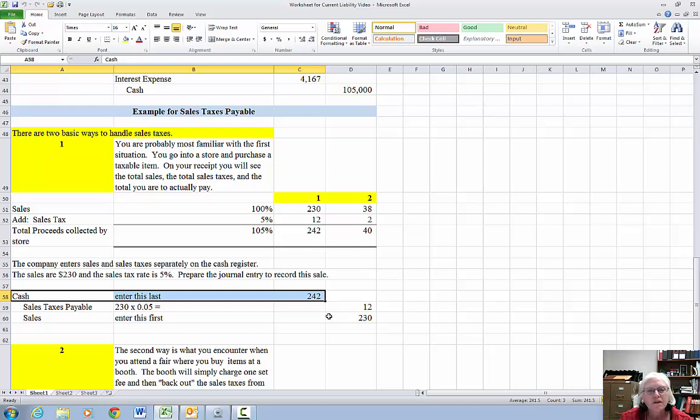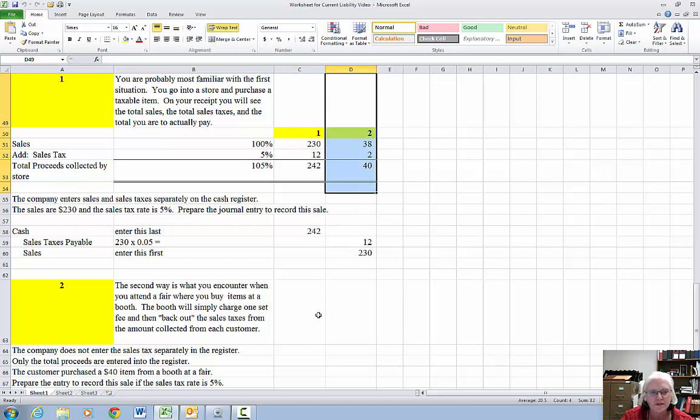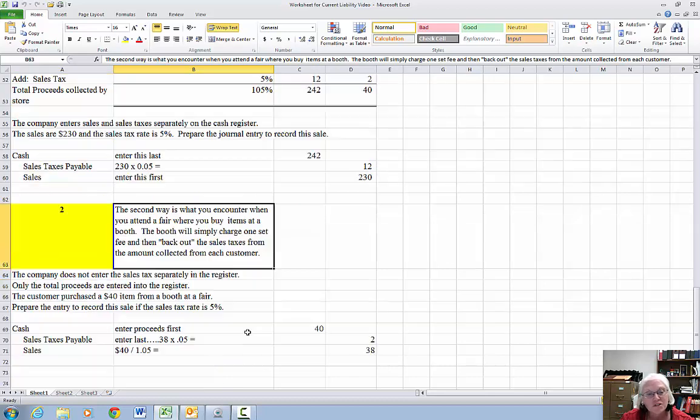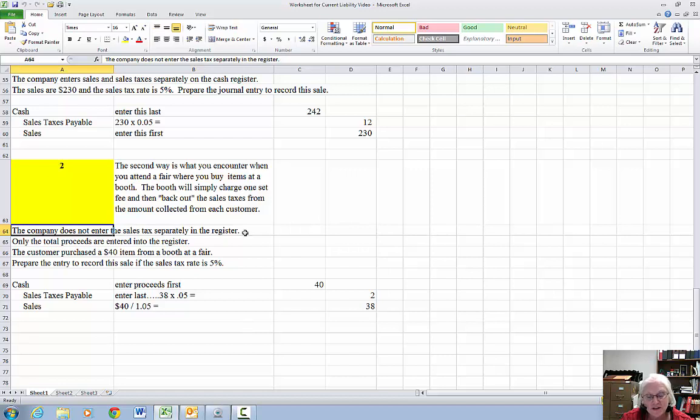Not bad. Okay, so the second one, this column right here. The way you encounter this is that when you go to a fair and you buy items at a booth, the booth simply charges one set fee, and then they're going to back out the sales taxes from the amount collected from each customer. So the customer doesn't really know how much sales tax was collected. So the company does not enter the sales tax separately in the cash register. Only the total proceeds are entered into the register.